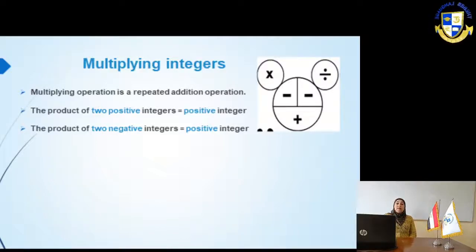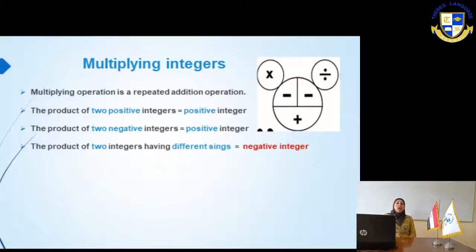So, if I'm multiplying two integers of the same sign, the answer must be positive. But if I have two different signs, a negative integer multiplied by a positive integer or a positive integer multiplied by a negative integer, the answer should be what? Should be a negative integer. Okay?